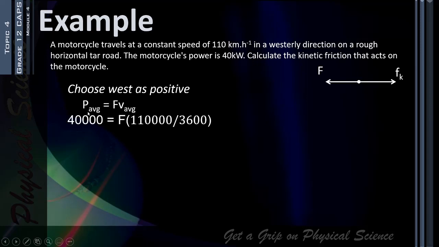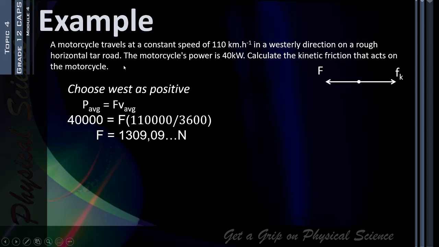So if we substitute into our formula, the power is 40,000 watt. The velocity or the speed is then 110,000 meters divided by 3,600 seconds, or you can just say 110 divided by 3,6. So the force of this motorcycle engine then is 1,309,09 etc. Newton. We cannot round off yet because this is not the kinetic friction. They asked us for the kinetic friction.